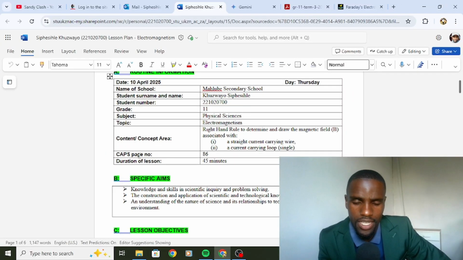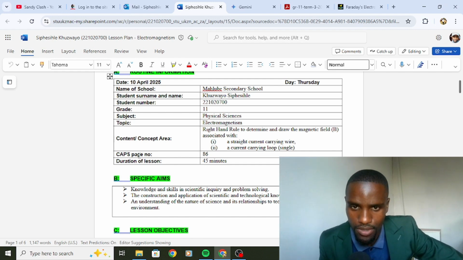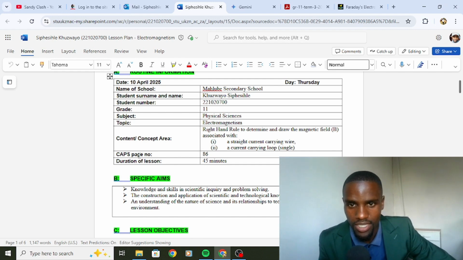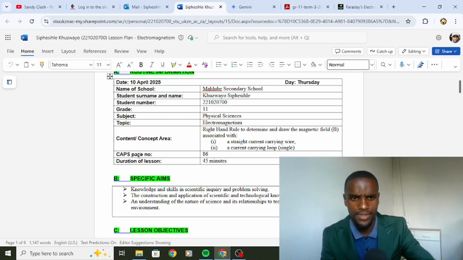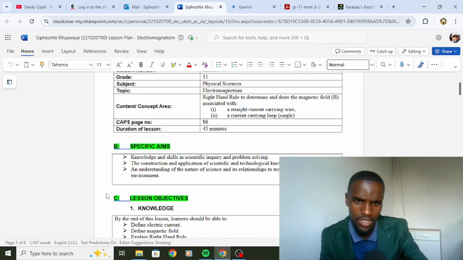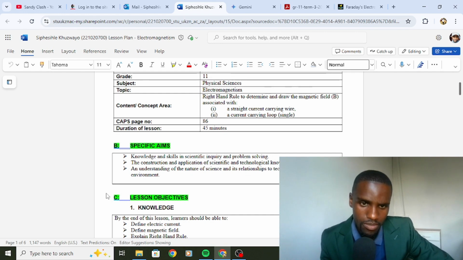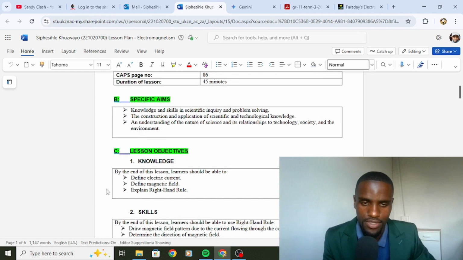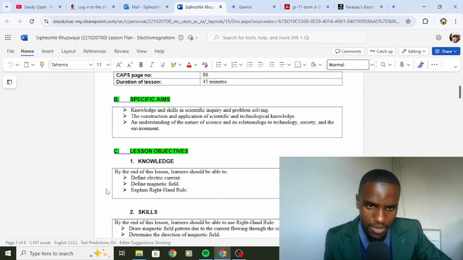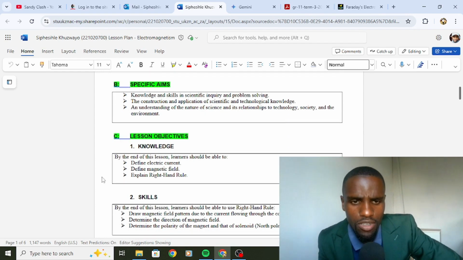As I have said, we are focusing on electromagnetism, grade 11, physical sciences. We will be dealing with the right-hand rule to determine and draw the magnetic field associated with a straight current-carrying wire and a current-carrying loop or single loop. The specific aims were clear, because we know that the specific aims of science are knowledge and skills in scientific inquiry and problem solving. So I was trying to satisfy these specific aims. The lesson objectives were clear.